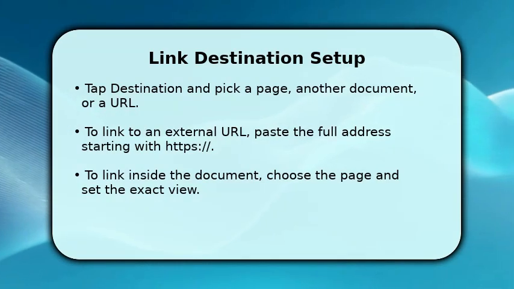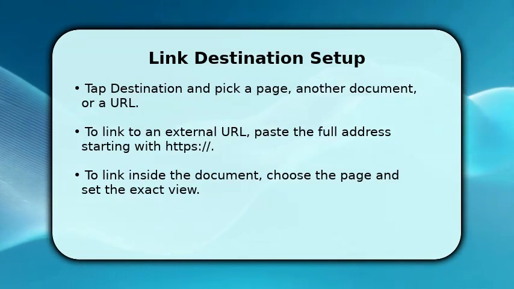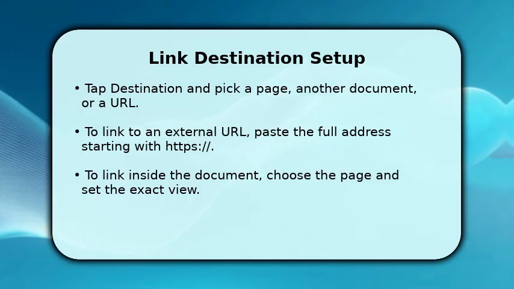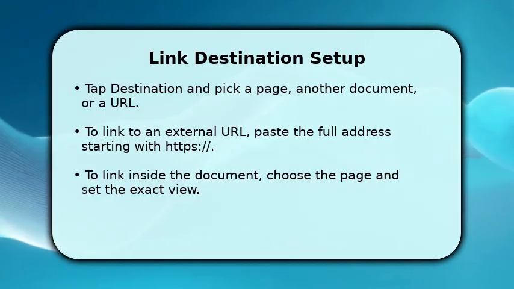Tap destination and pick a page, another document, or a URL. To link to an external URL, paste the full address starting with https://. To link inside the document, choose the page and set the exact view. You can also link to a specific zoomed area by setting the view on that page.